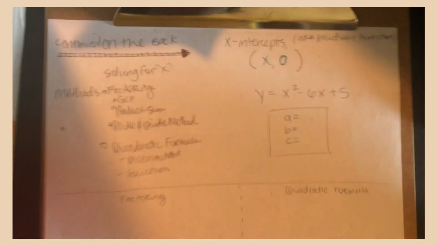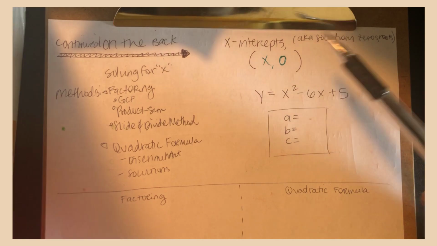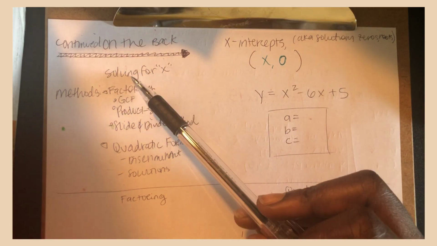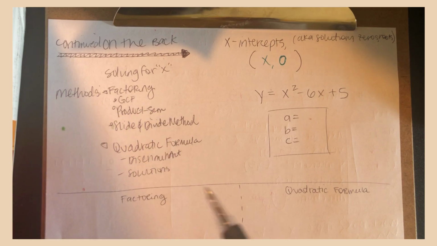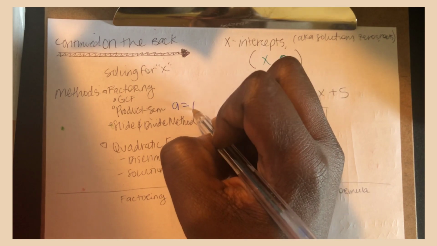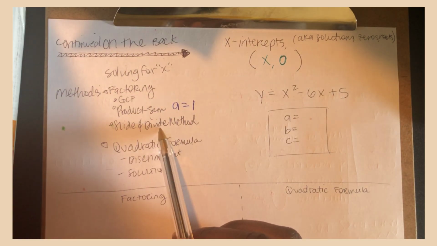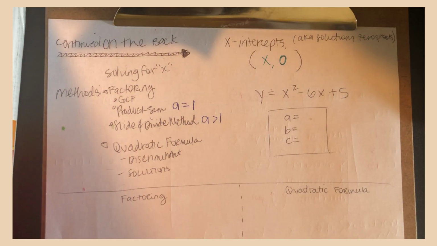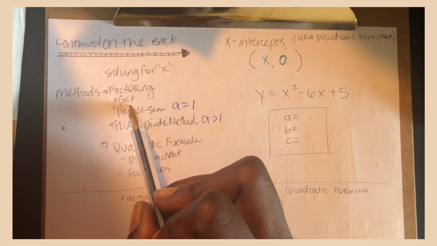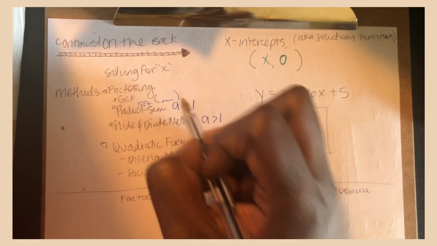So there are 2 methods that we've used to quote-unquote solve for x or solve for those x-intercepts and solutions. They've been in the grouping of factoring, with the GCF, greatest common factor, using that product sum method. We use the product sum method when our A value equals 1. If factoring, we could also use the slide and divide method, and we use that if our A value is greater than 1. Okay, after, of course, the greatest common factor, if we pull that out. So GCF out here, and then your remainder, right?